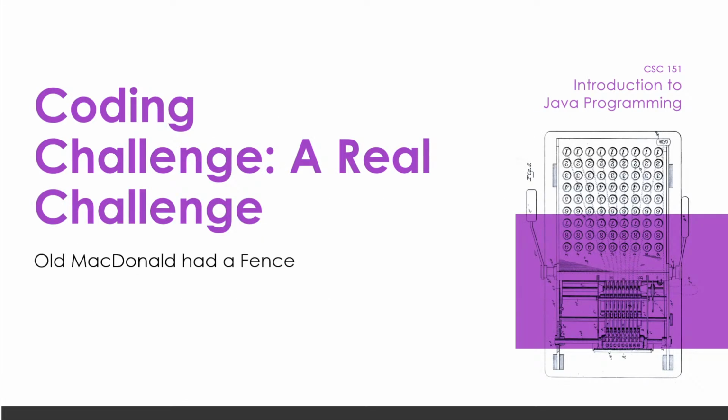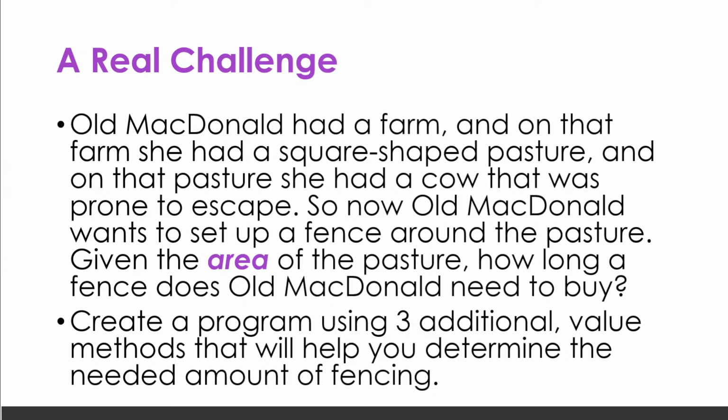This coding challenge is called Old MacDonald Had a Fence. It is another one of those job interview type coding challenges that you might encounter. Let's read the prompt here. It says, Old MacDonald had a farm, and on that farm she had a square-shaped pasture. And on that pasture she had a cow that was prone to escape. So now Old MacDonald wants to set up a fence around the pasture. Given the area of the pasture, how long a fence does Old MacDonald need to buy?